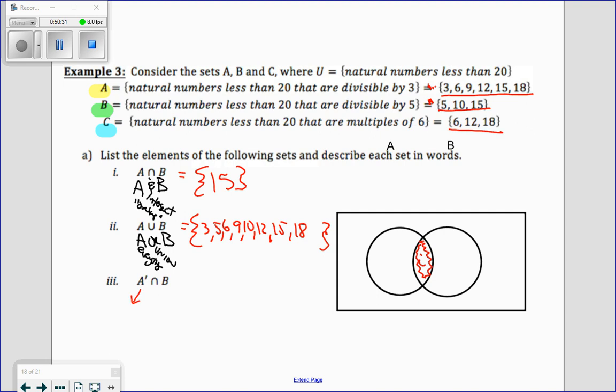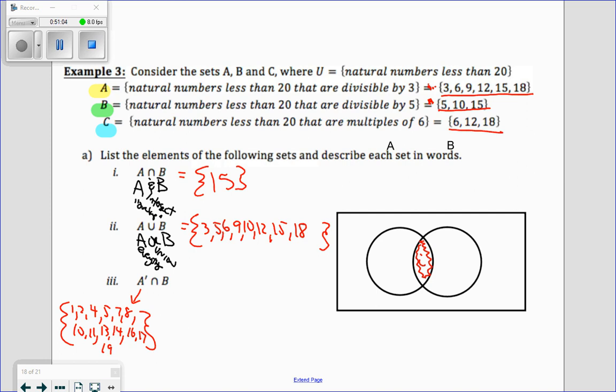Not A. So this is again where I struggle. What I do for not A is I write out what that is. A is 3, 6, 9, 12, 15, 18. So not A would be 1, 2, 4, 5, 7, 8, 10, 11, 13, 14, 16, 17, and 19. That's not A.